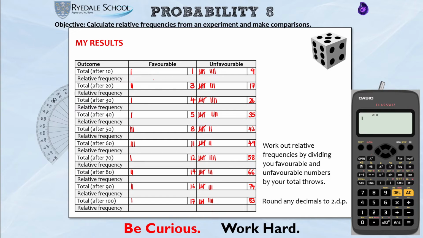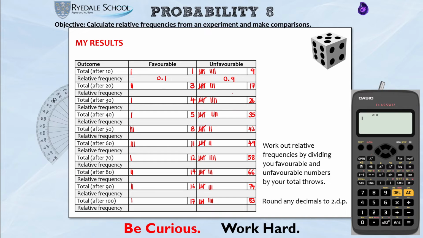So for example, for me, and again it might be different for you, for this point here I have done 10 throws and had 1 favourable outcome. So that is 1 divided by 10. And I know 1 divided by 10 is 0.1. Similarly, for my unfavourable outcomes, it is 9 divided by 10. That is 0.9.